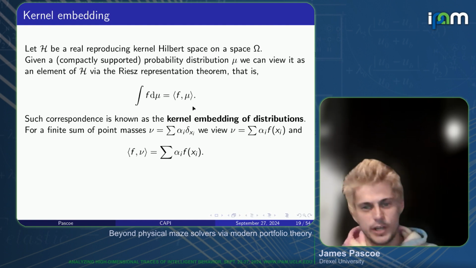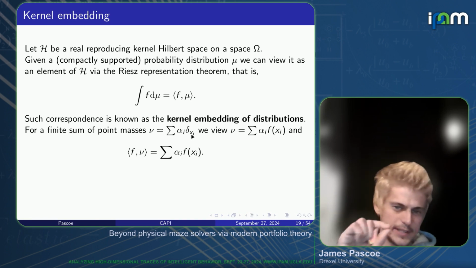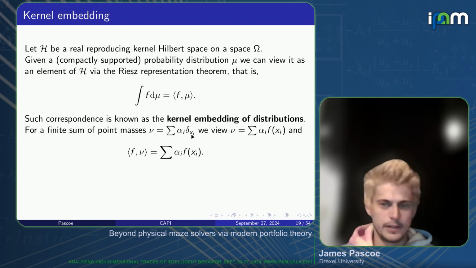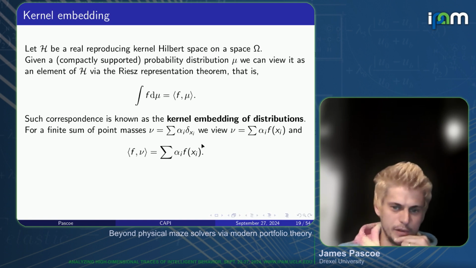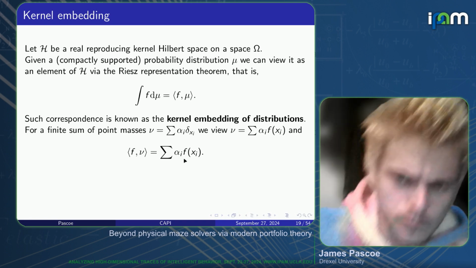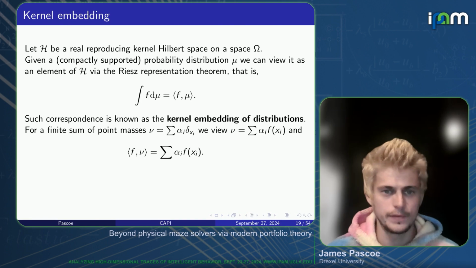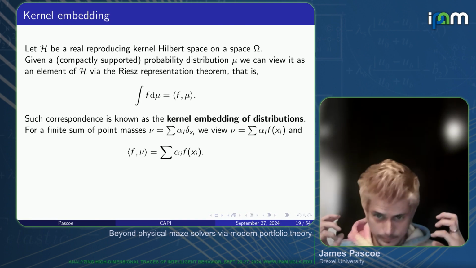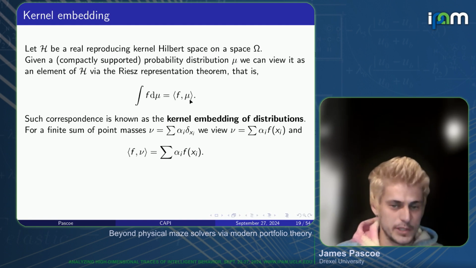And here, if I had finitely many point masses, so a mass at n little points, then f hitting this mu is just going to add up the functions at those points according to those weights. So this is very nice because we have a way to turn distributions into elements of a Hilbert space.